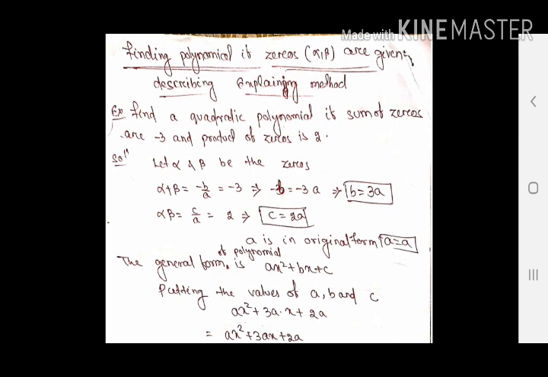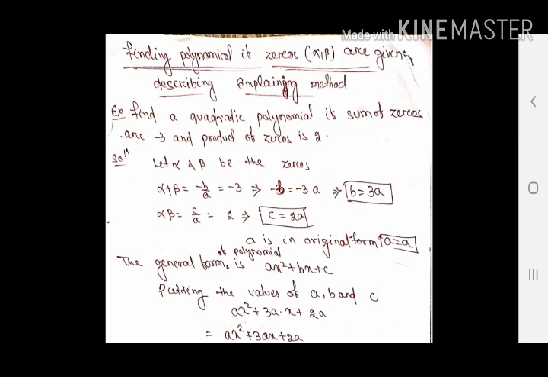So for example, we will solve one question. Find a quadratic polynomial if the sum of zeros is minus 3 and the product of zeros is 2. That means here alpha plus beta is minus 3 and alpha beta, the product, is 2. Alpha plus beta is minus 3. Then the relation with the coefficients: alpha plus beta equals minus b by a. So minus b by a equals minus 3. By cross multiplying, I can find the value of b. Minus b equals minus 3a. So b equals 3a.